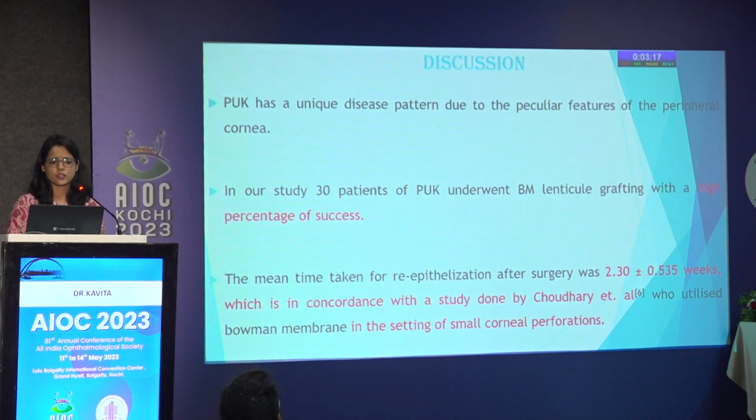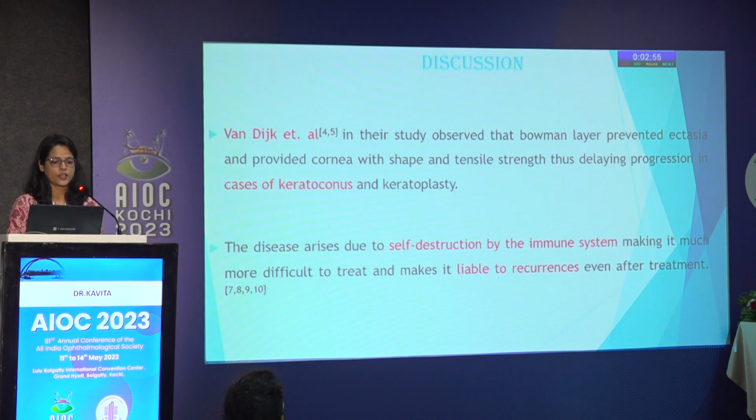PUK has a unique disease pattern due to peculiar features of the peripheral cornea. In our study, 30 patients of PUK underwent BM lenticule grafting with a high percentage of success. The mean time taken for re-epithelialization after surgery was about 2.3 weeks, which is in concordance with a study done by Chaudhary et al., who utilized Bowman's membrane in the setting of small corneal perforations. Vonik et al. in their study observed that Bowman's layer prevented ectasia and provided the cornea with safe tensile strain, thus delaying progression in cases of keratoconus and keratoplasty.